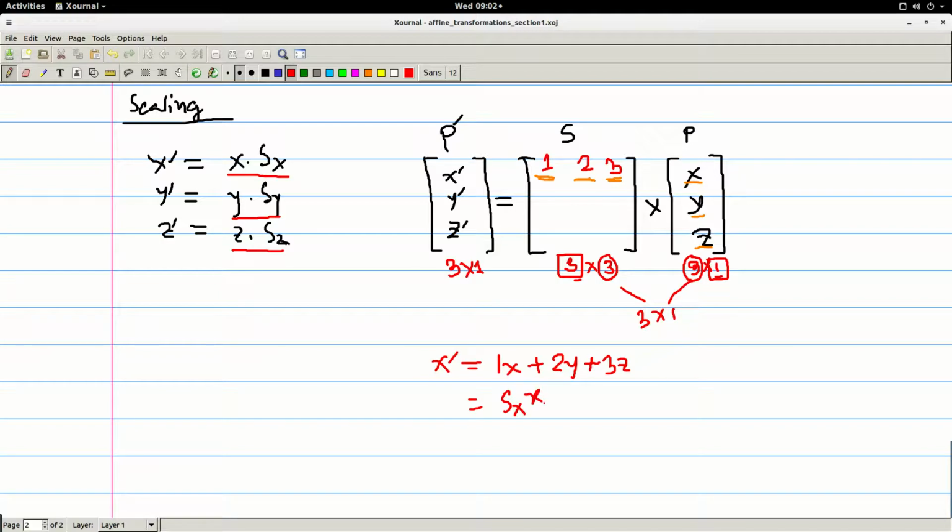But what we really want is x prime equal to sx times x. And how many y's do we want over here? How many y's do you see? No y's, that means 0 y's. This first line, x prime equal to x into sx, is there any y in here? So that means that we want 0 y's. How many z's? 0 z. That kind of gives you the answer already.